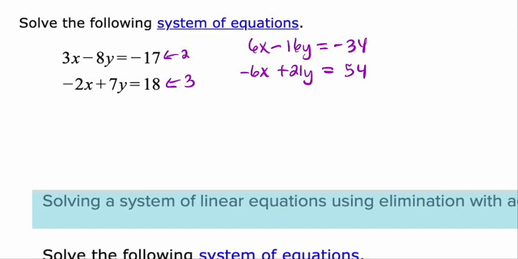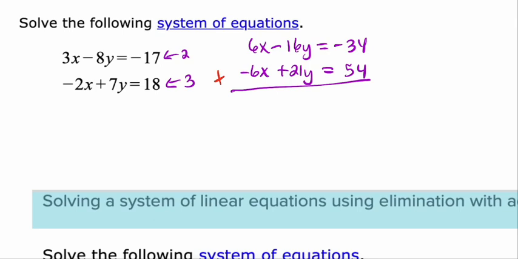Okay, so if all is right with the world, what we should see here is that these should be opposites, because we want them to go out of the problem, so we only have to deal with one of our variables, our y's. So you'll notice those are perfect opposites. So when I add the two equations together, the x's have been eliminated. That's exactly what we wanted to happen.